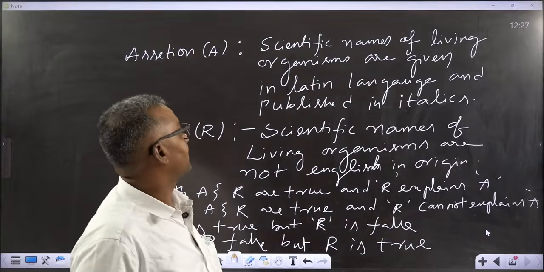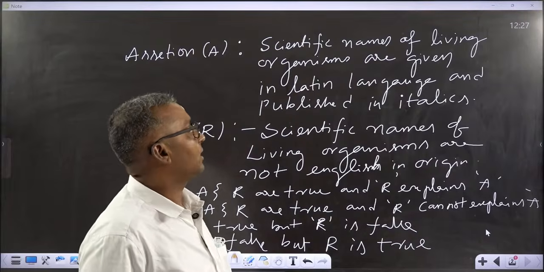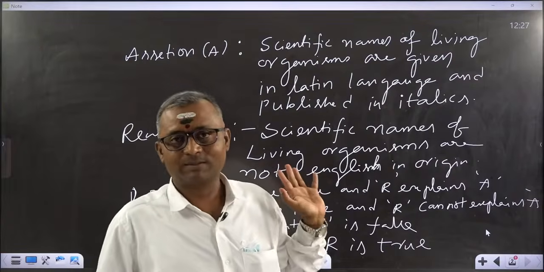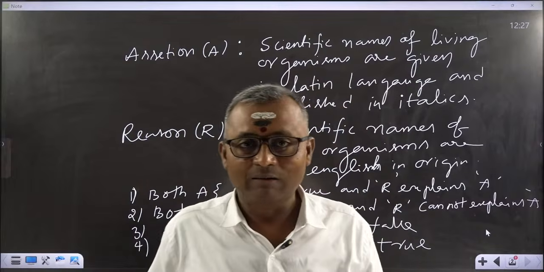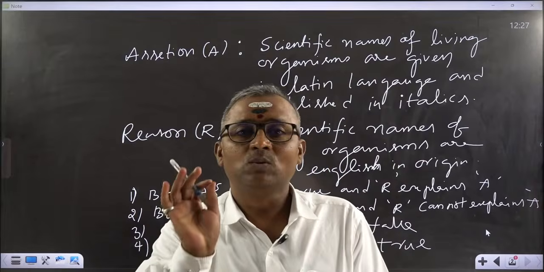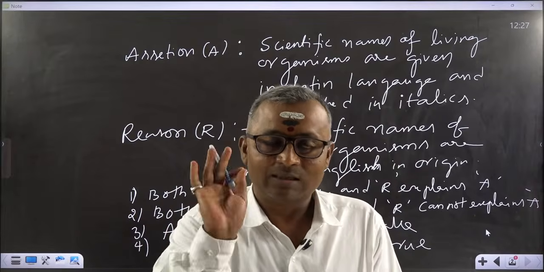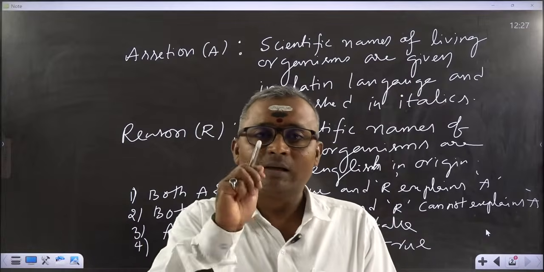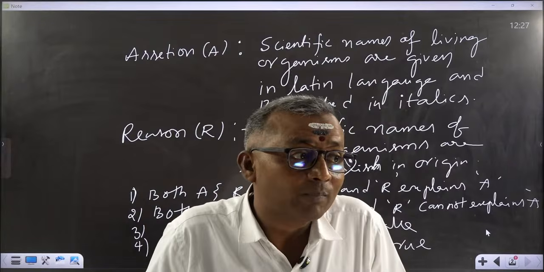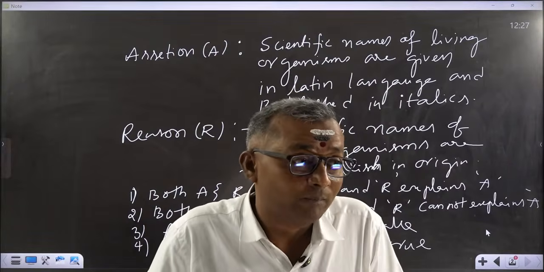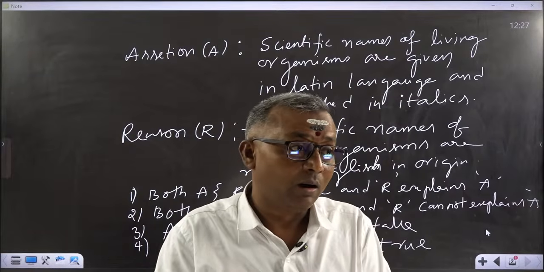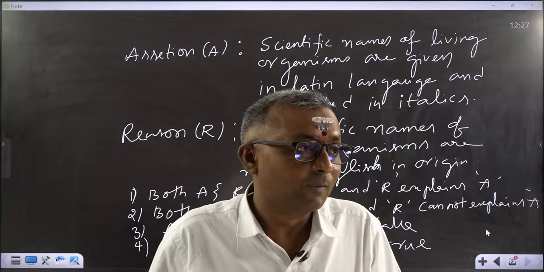Now, what is the assertion? Scientific names of living organisms are given in Latin language and published in italics. This is the assertion. Remember, as soon as you read the assertion, keep a question tag, why or how. What kind of question tag you have to keep as soon as the assertion is read? Why or how. Got it?